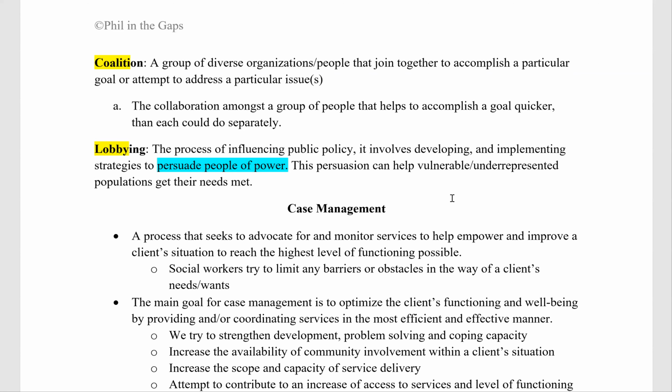So a coalition could be linked to a lobby, but coalition is where we bring people together, try to speed up the progression of an issue in some way, shape, or form. Lobbying is where you're sitting in someone's lobby, waiting to talk to the person of power to persuade them in some way, shape, or form. So those are all the different aspects of what community organizing could be.